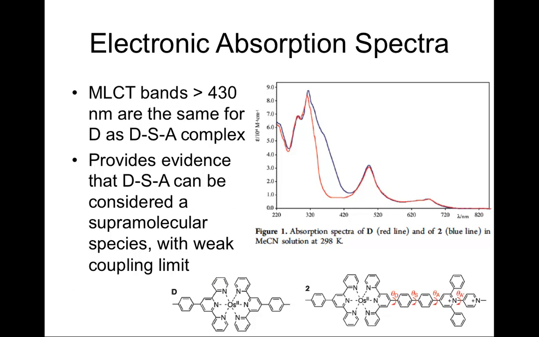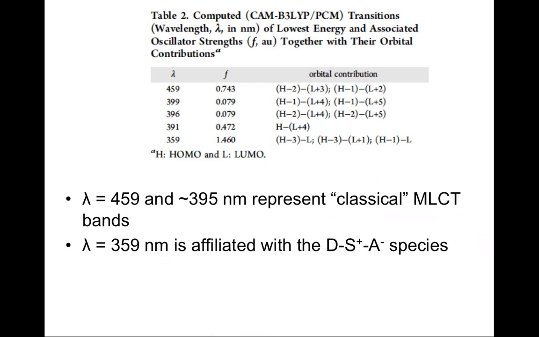So here's an example of the electronic absorption spectra where the red is the donor and the blue is number 2. And what they found was over 430 nanometers, the species exhibited the exact same spectra. And so they compiled this absorption spectra with redox evidence, and they found that the DSA can be considered a supramolecular species, and it has relatively weak coupling between the donor and the acceptor.